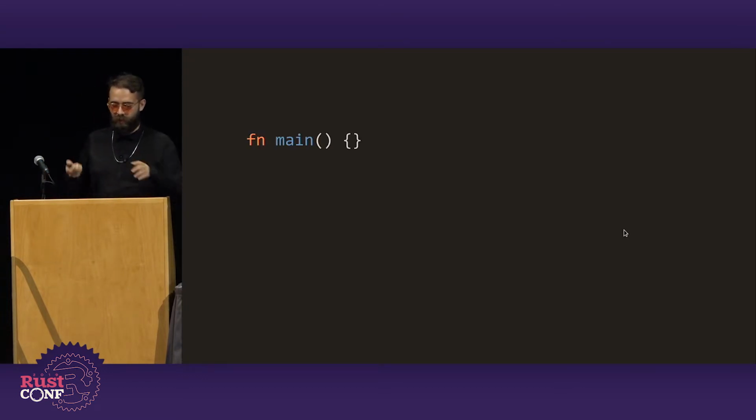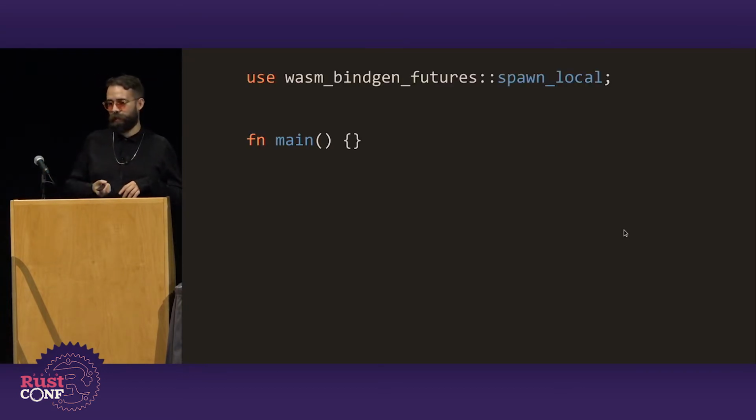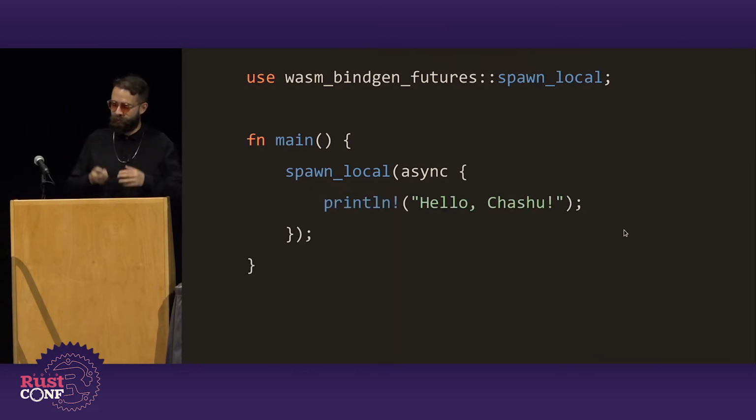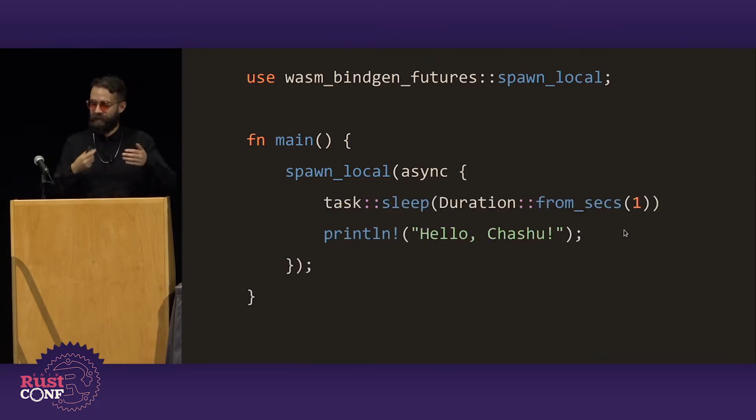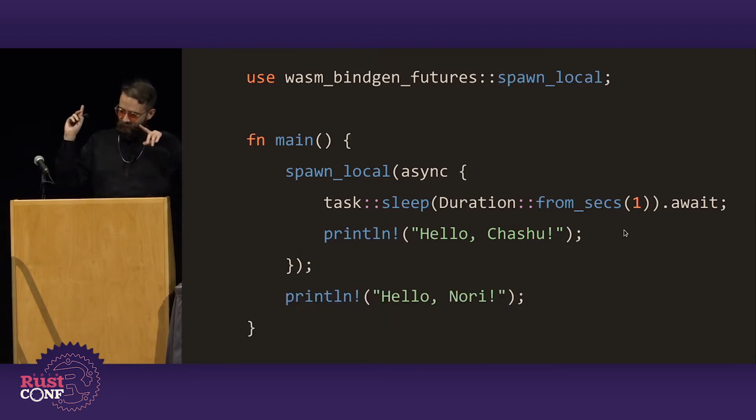All right, so we have a function main. We can't use async std quite yet, so we use wasm futures and the spawn local. And we say spawn local. We give it the async closure. We say hello chashu. We sleep the task for like 1 second again. And then we say hello nori. Now, again, what's the ordering here?